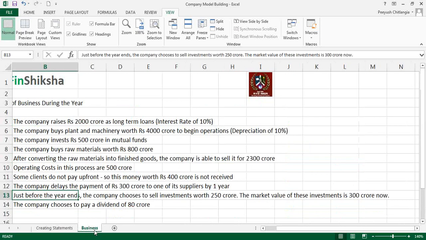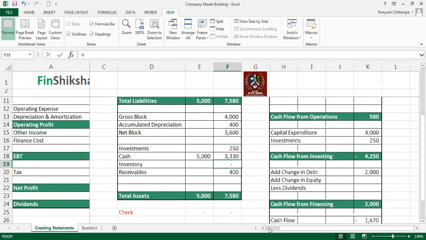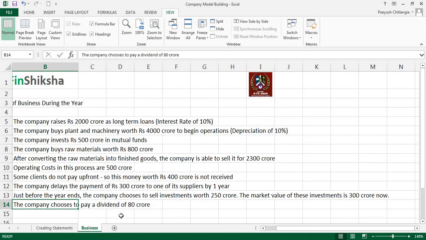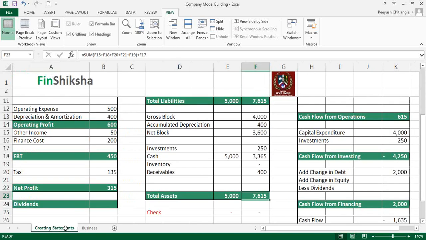But what we also note is that the market value of these investments is 300 crore, which means we've made a profit of 50 crore. This is other income. So we add a line item on other income. That 50 crore of other income will increase the tax component by another 15 crore and thereby add 35 crore to the cash number. That's what balances the balance sheet here. Remember, before this, the balance sheet was at 7580. Now it's 7615.